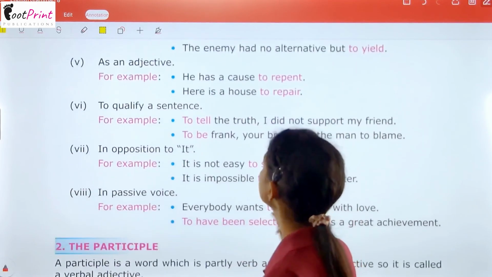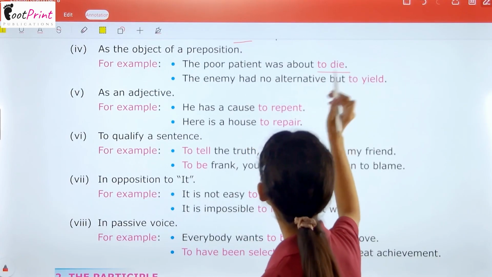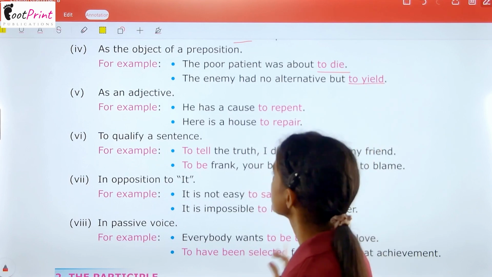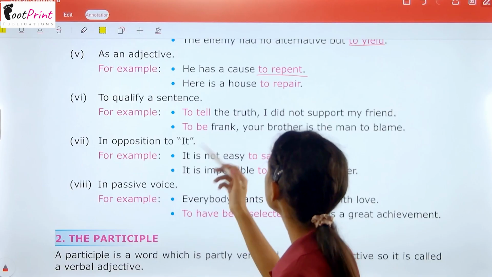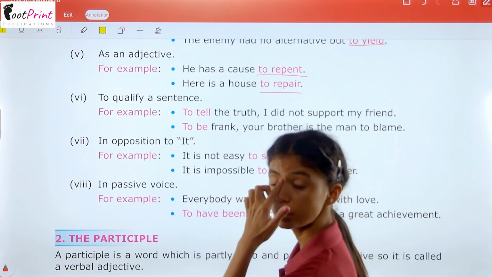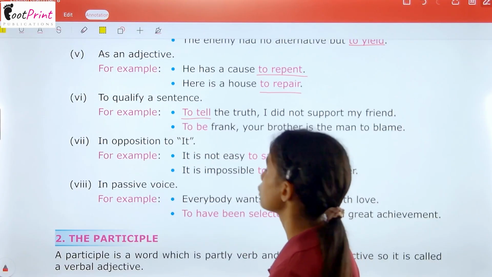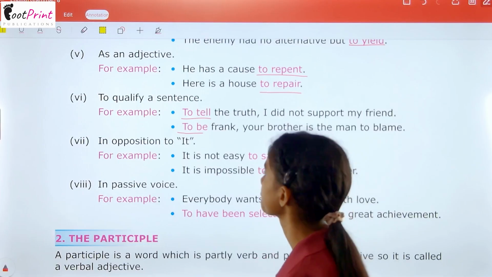As the object of a preposition. How? The poor patient was about to die. The enemy had no alternative but to yield. As an adjective: he has a cause to repent. Here is a house to repair. We use them to qualify a sentence as well. To tell the truth, I did not support my friend. To be frank, your brother is the man to blame.